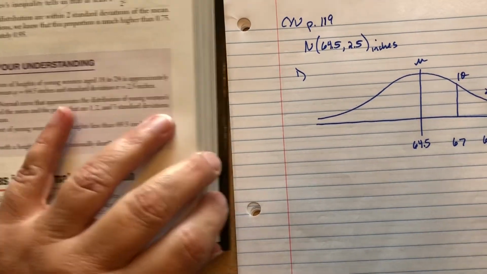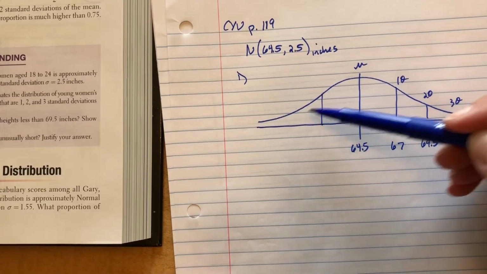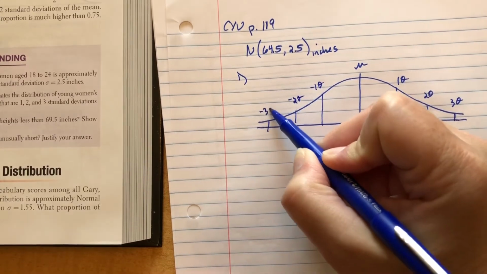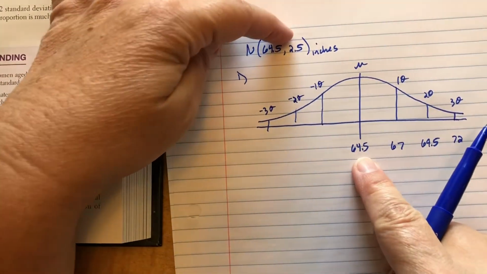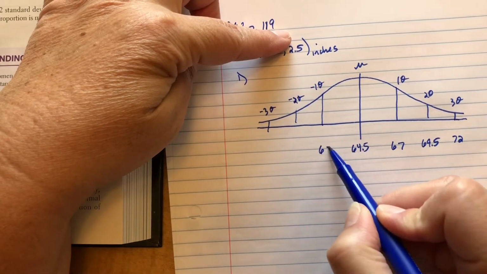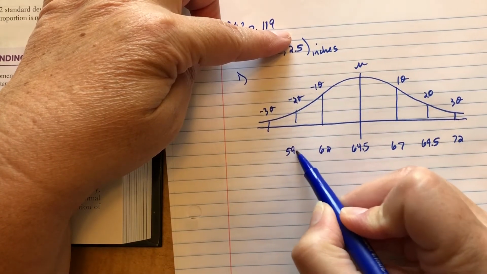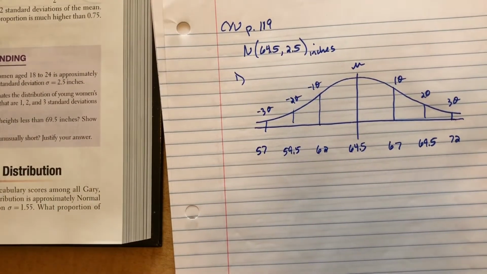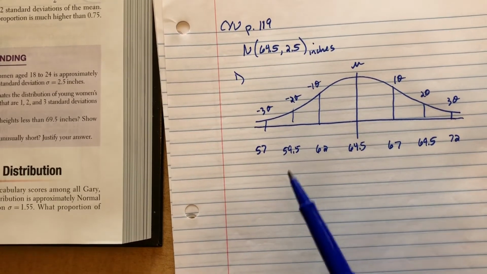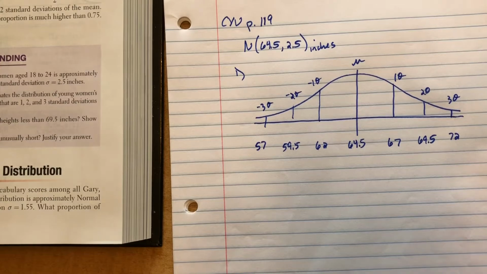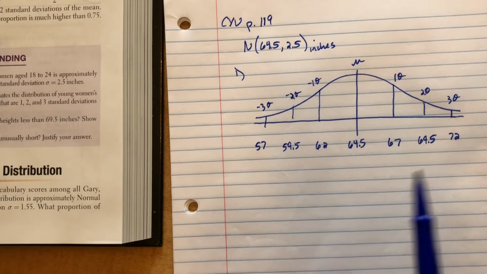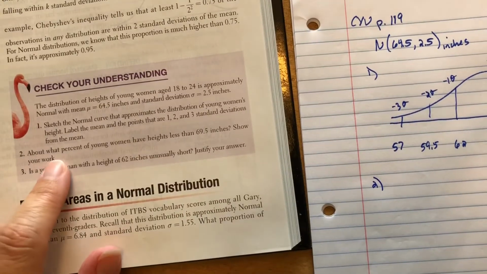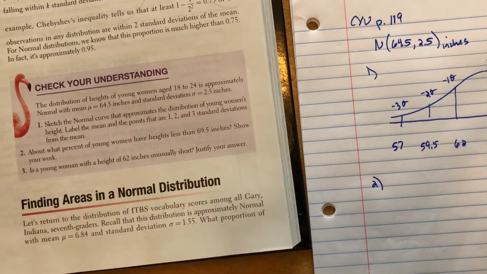Then I'm going to go the opposite way, 1, 2, and 3 standard deviations below the mean. So I'm going to take 64.5 and subtract 2.5. So I get 62, subtract 2.5, I get 59.5, and subtract 2.5, and I get 57. Okay, so that is all my standard deviations in my normal curve for the heights of young women aged 18 to 24.